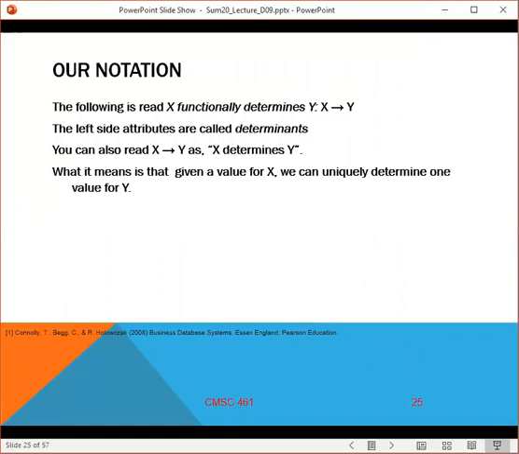So here's the notation we use for that functional dependency. We say that X functionally determines Y, and we denote that with X arrow pointing to Y. The left side attributes, X in this case, are called determinants. So we can also say that X arrow Y, you can read that as X determines Y. And that means once we know a value for X, we know the value for Y. It has to be one thing only once we know the value of X.